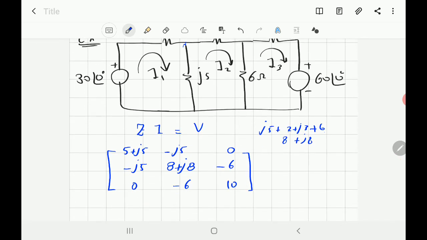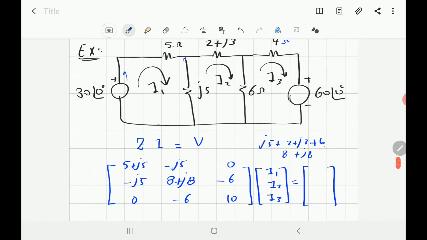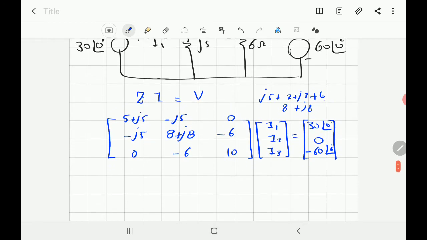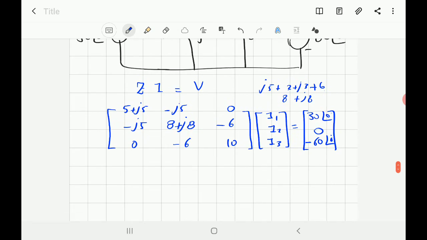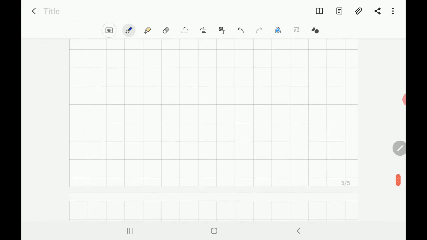So we did the Z matrix times the mesh current I1, I2, I3, in this order as we did. For V1, you got the current in the same direction, so it's 30 angle 0, and it's positive. Mesh 2 doesn't have any source, so it's 0. Mesh 3 is in the opposite direction, so it will be minus 60 on angle 0. So that will be the equation. Also, if you have a graphic calculator, you put the matrix and you solve for I1, I2, I3. Very simple way. Okay. Let's move to another one.